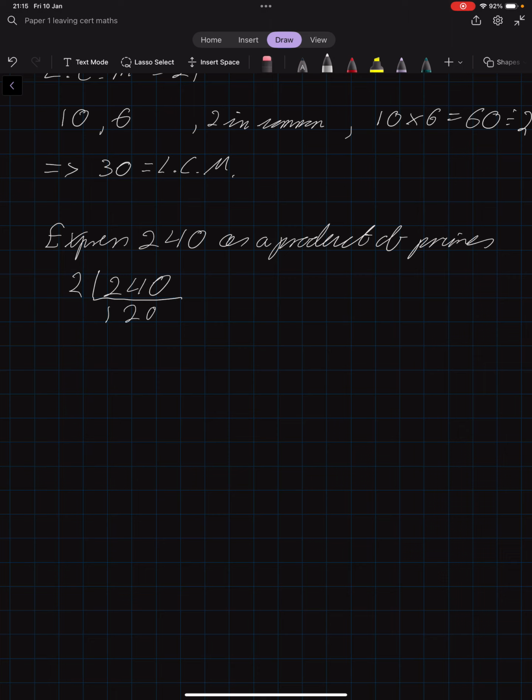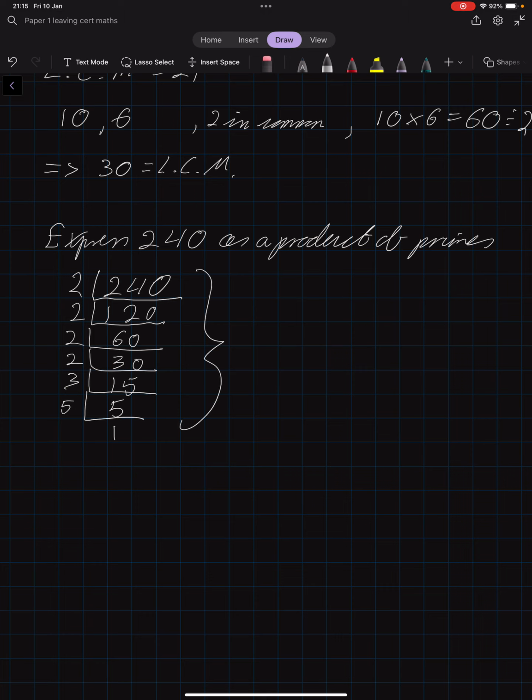240 divided by 2 is 120. Next question, does 2 go into 120? Yes. 2 goes into 60. 2 goes into 30. Okay. Now 2 does not go into 15. So the next prime would be 3. 3 goes into 15, it goes in 5 times. And the lowest prime that goes into 5 is 5 because 5 is prime.